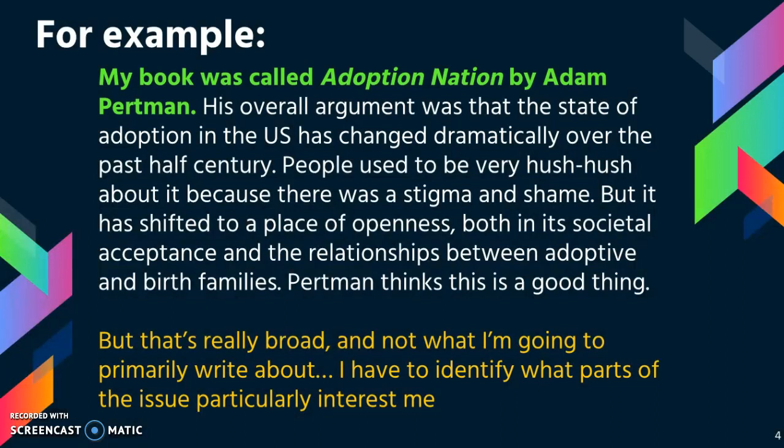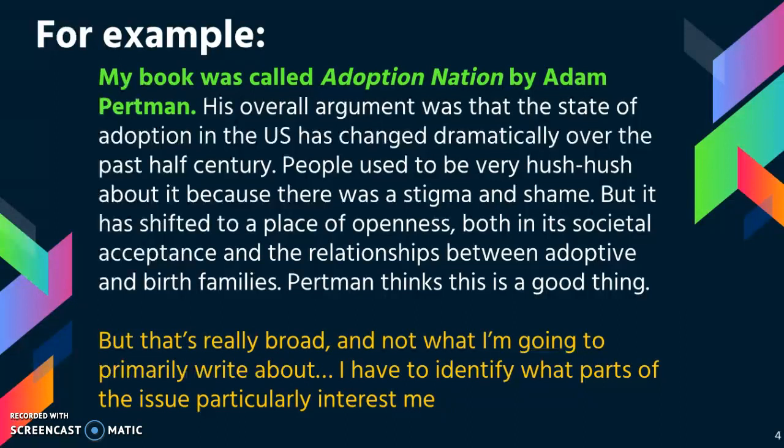My book was called Adoption Nation by a man named Adam Pertman. His overall argument was that the state of adoption in the United States has changed over the last 50 or so years. People used to be very hush-hush about it. There was a stigma, there was shame about it on both sides. Unwed mothers were shamed for giving up their children for adoption, but they were also shamed for keeping their children. Adoptive parents didn't want their kids to know that they were adopted because it was all very quiet.